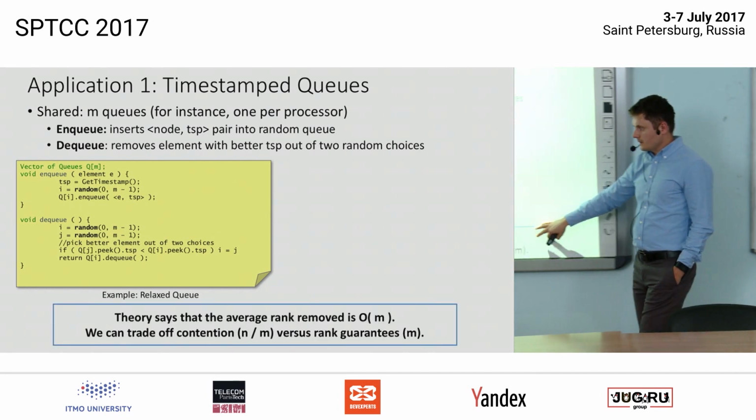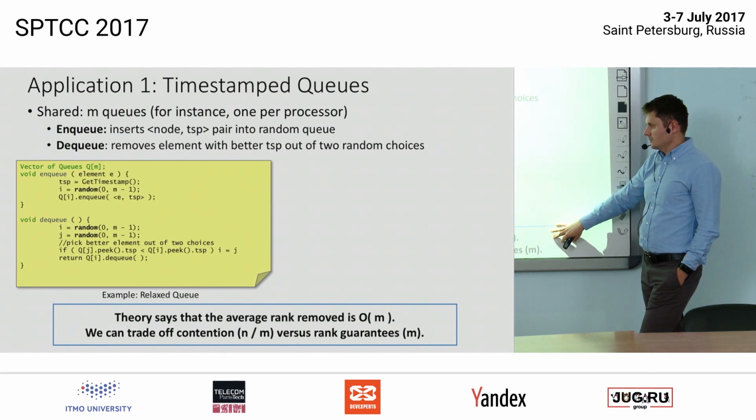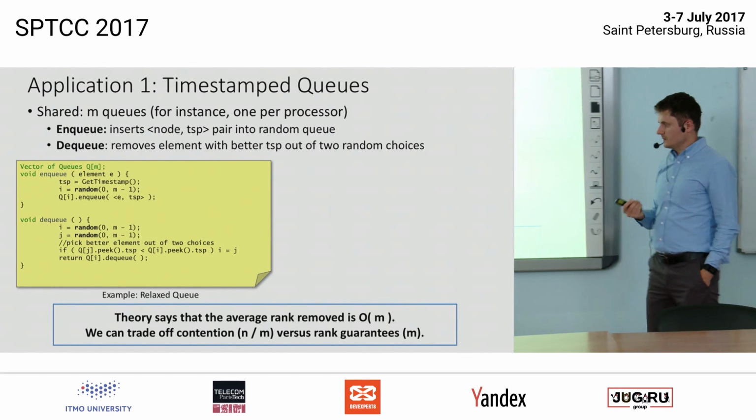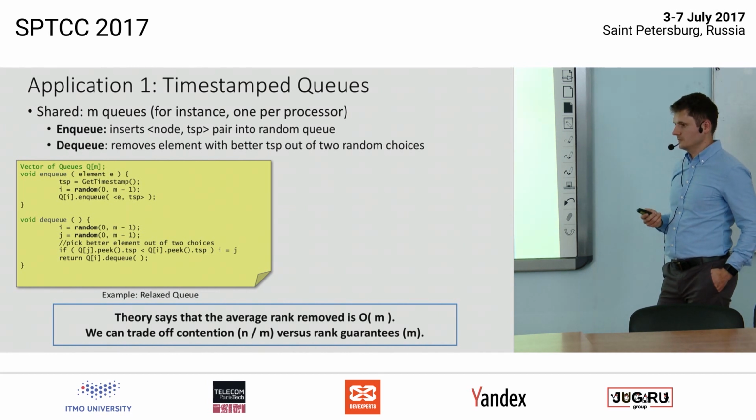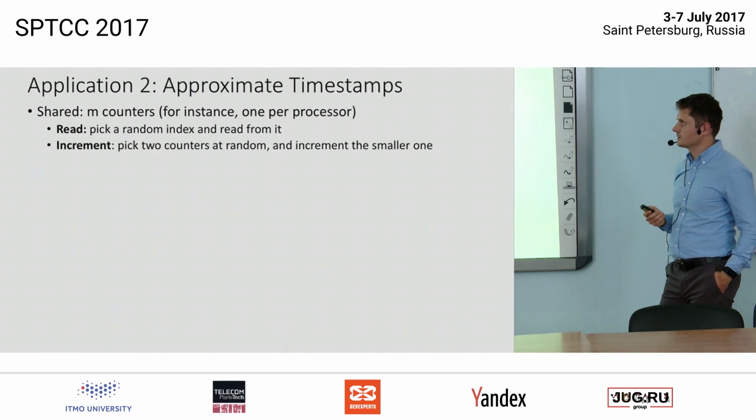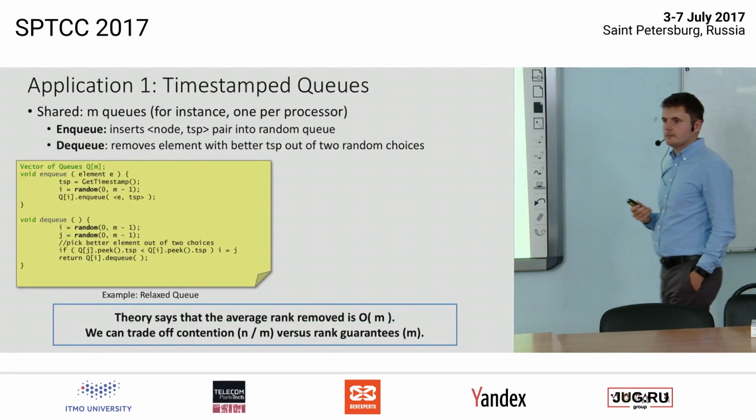And then again, the theory says that the average rank removed is going to be order m, where m is the number of queues. Okay? So technically, you can trade off contention, which is the number of threads over the number of queues, versus the rank guarantees. You can play with this to match the characteristics of your application.